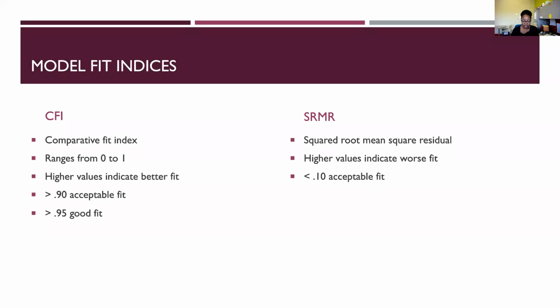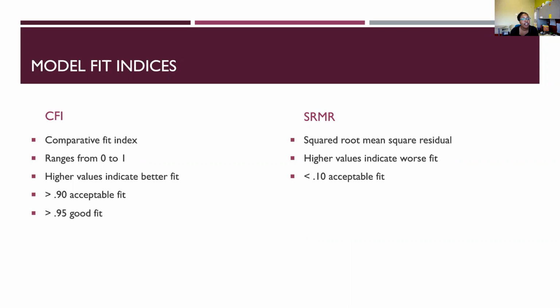Next, we look at CFI, which is the comparative fit index. This is going to range from 0 to 1, and you want higher values: above 0.9 for acceptable, above 0.95 for really good fit. And there's also a TLI, and you'll see both of those numbers reported. They're going to usually be pretty similar, but we're just going to use CFI because that's what Kline likes.